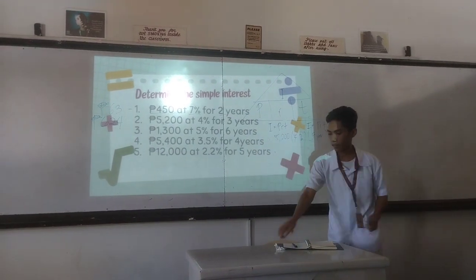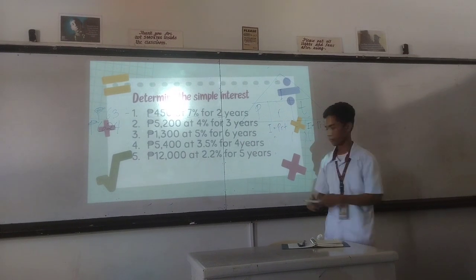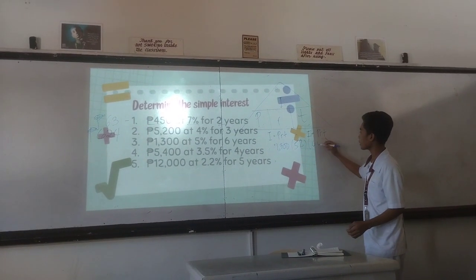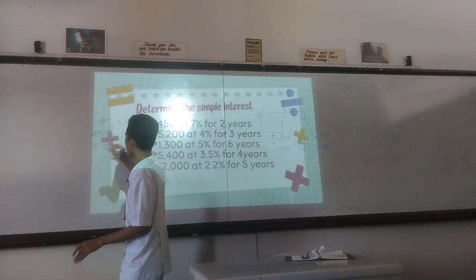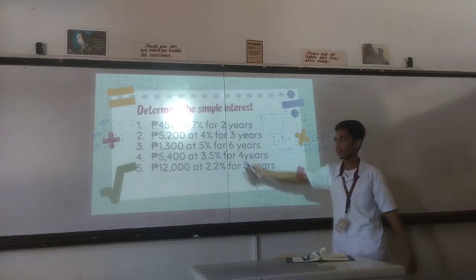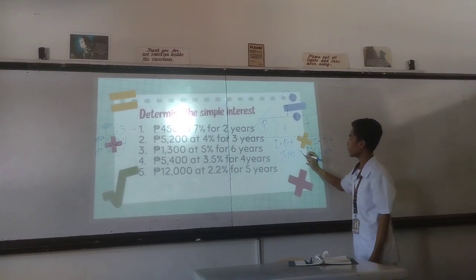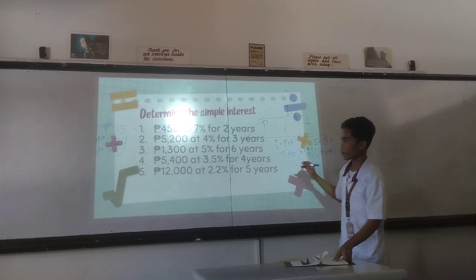So for number 3 again, substitute the given numbers. Then 5% rate of interest. So our interest there is 690. Again, number 4, substitute the givens. Then we have 756.